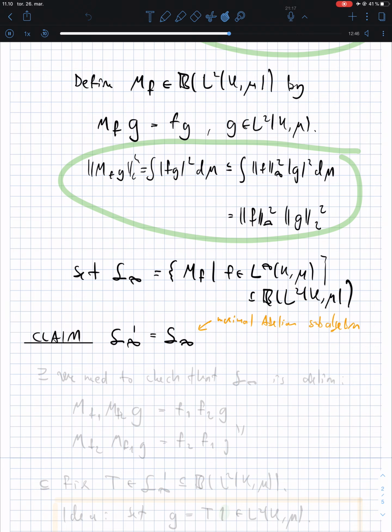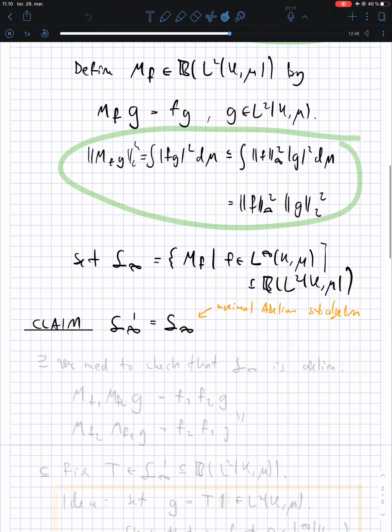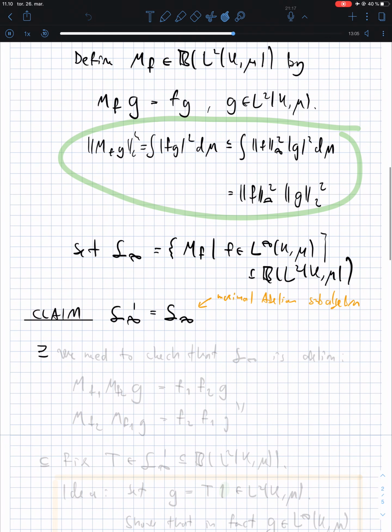Maybe I should say this explicitly. I guess it's almost clear, but of course, the point of my construction is that it's clear that the operators in L infinity actually do commute, right? So, maybe we can put this in this way. For this set containment to be true, we need to check that L infinity is abelian.